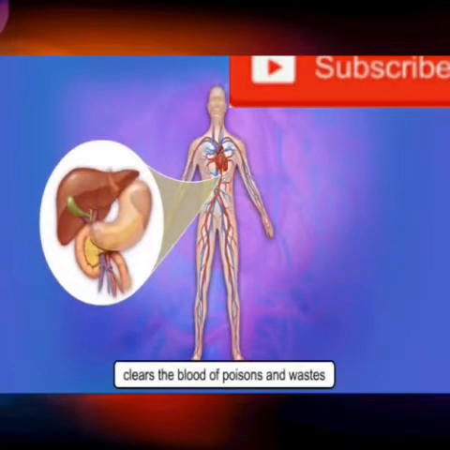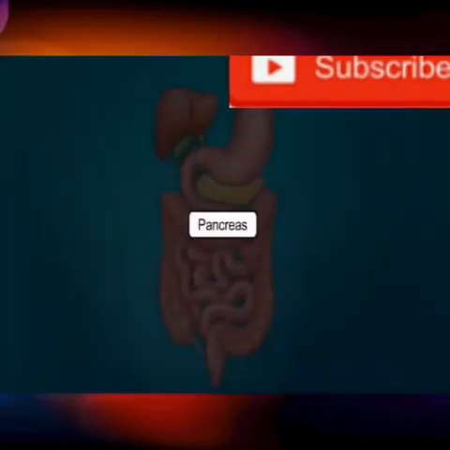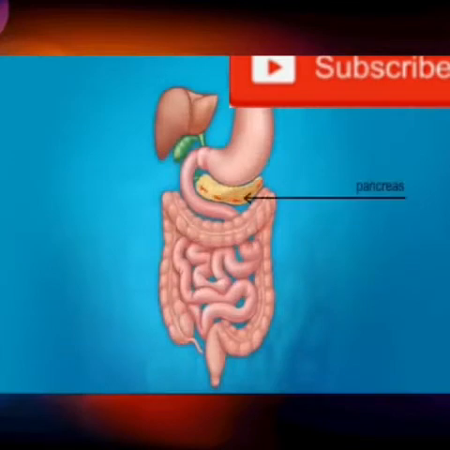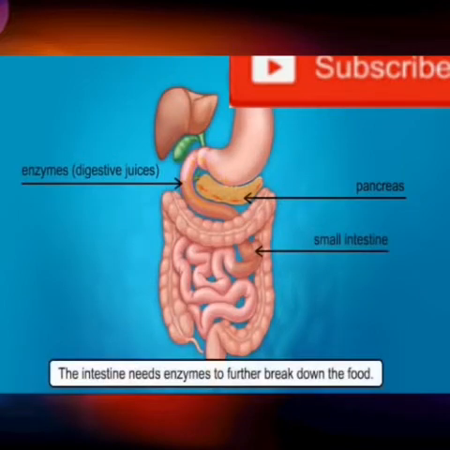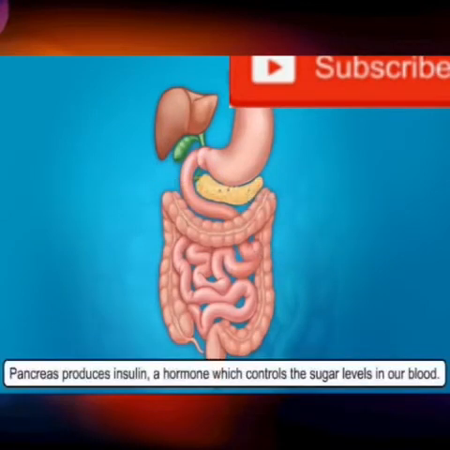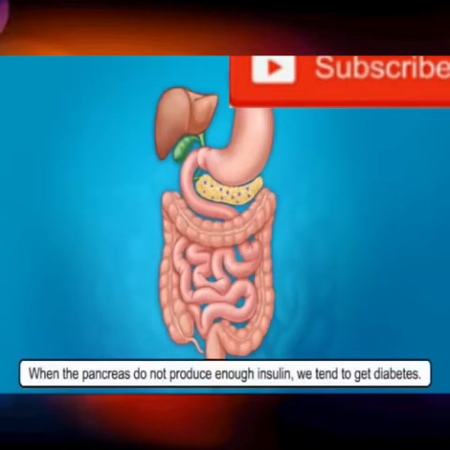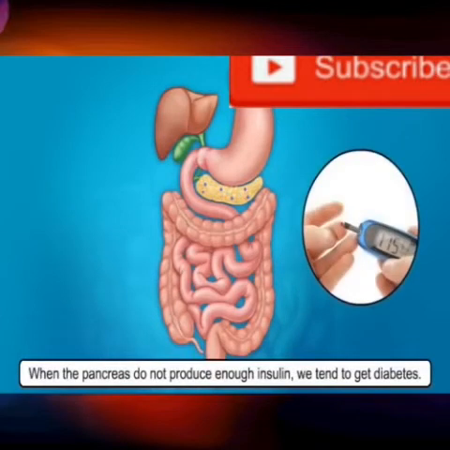Let's talk about the pancreas. Now, the pancreas produces pancreatic juice. This is a digestive juice, which also breaks down fats present in food. It's also of importance to note that the pancreas produces a hormone called insulin, which controls the level of sugar in our blood. So if the pancreas does not produce enough insulin, then we tend to have what we call diabetes.